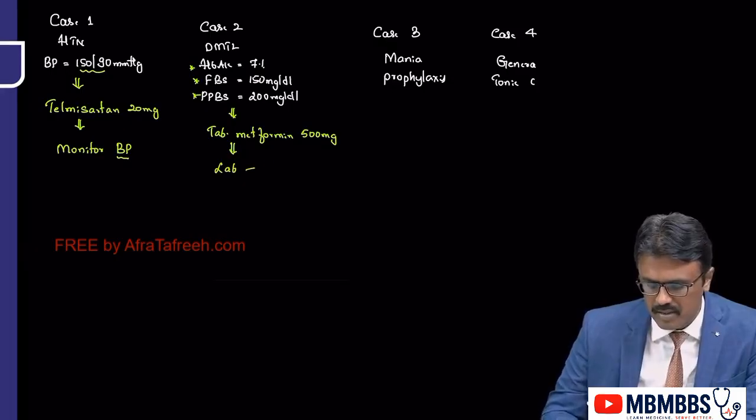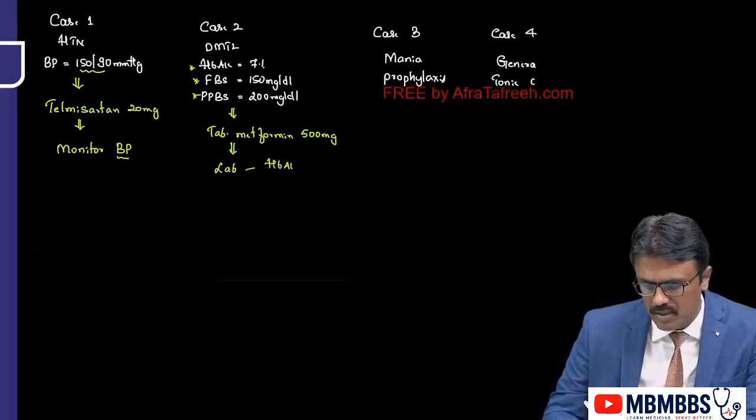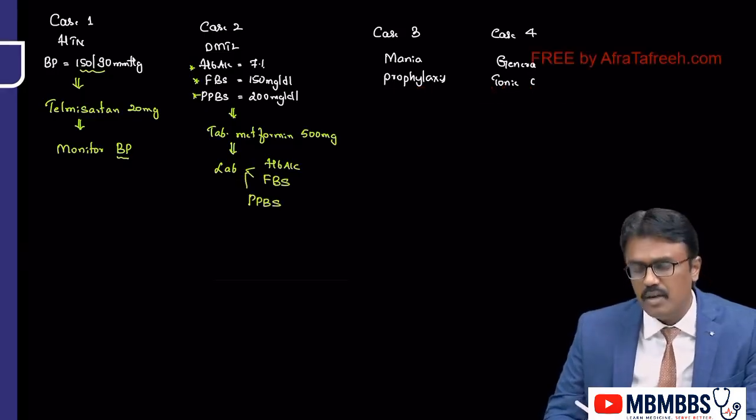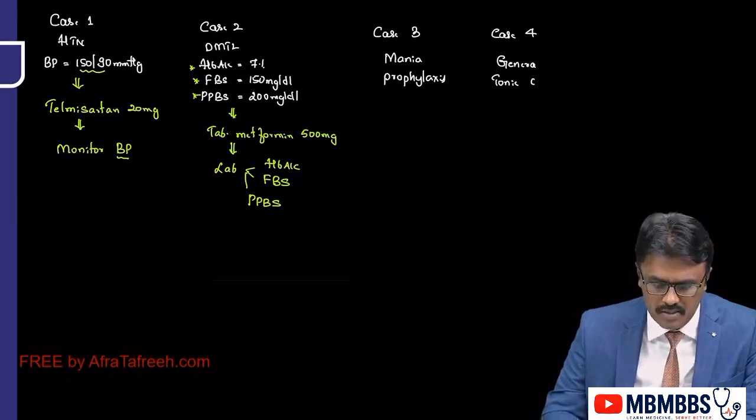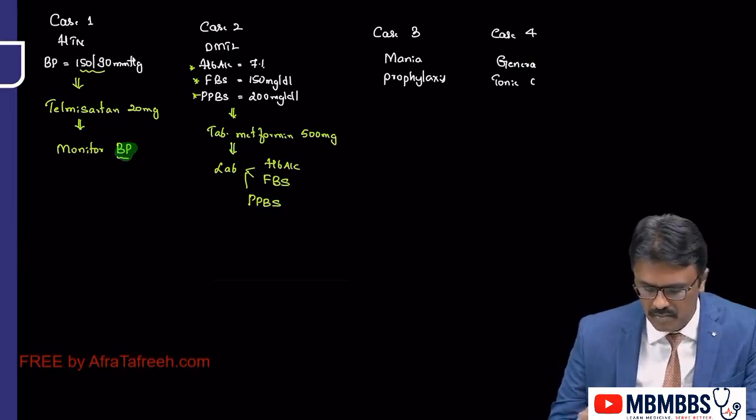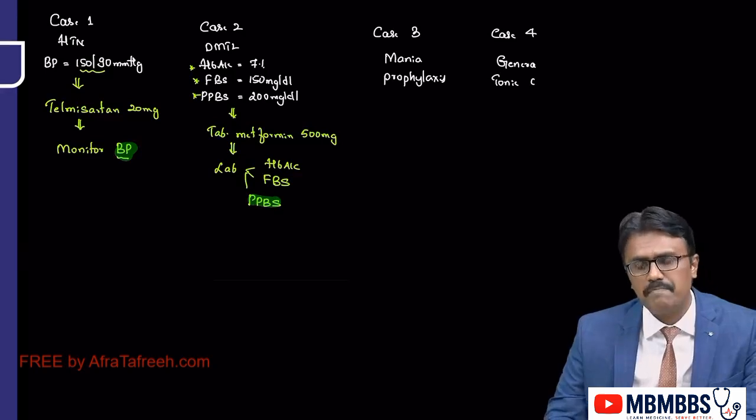Now, what are the lab parameters? You will measure HbA1c, you will check for FBS, you will check for PPBS. Now tell me, in this diabetes patient, are you measuring metformin level? No. In the first case, did we measure the telmisartan level? No. What we measured is the BP. What we measured here is the lab parameter.